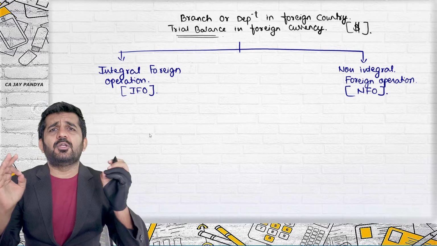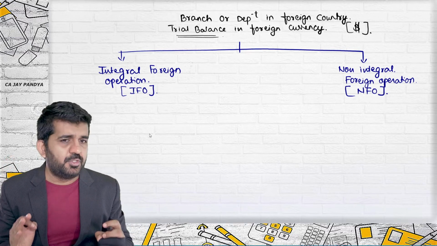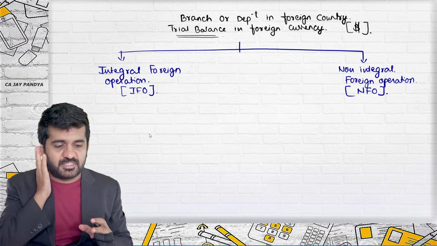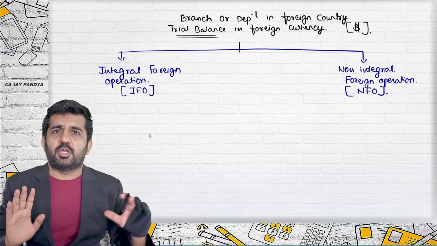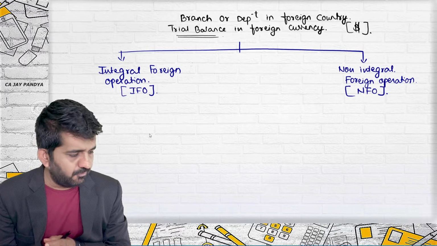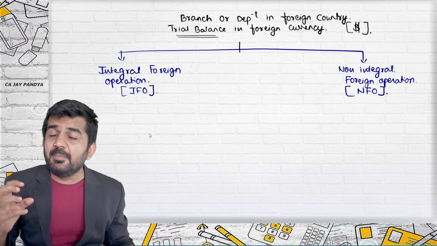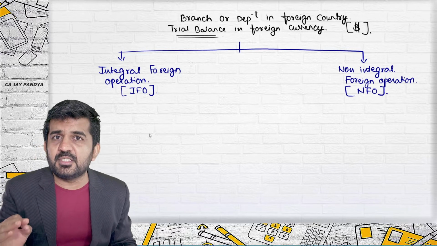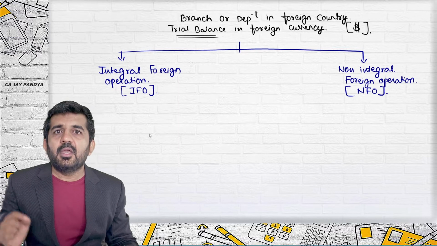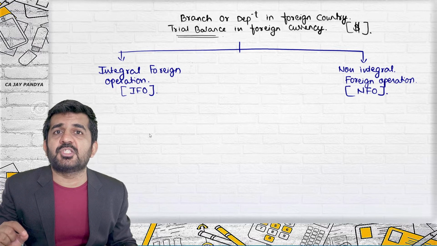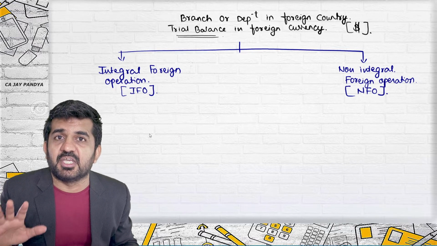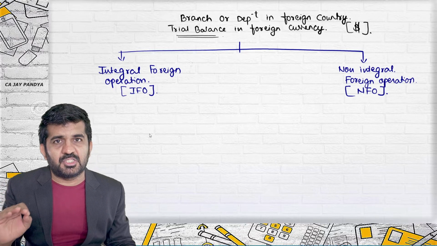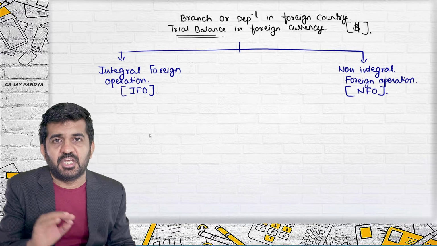But what is a good logical criteria to decide? Try to concentrate first on the meaning, and then I'll tell you how to decide whether operations are integral foreign operations or non-integral foreign operations. What is the meaning of integral foreign operations? The operations in the foreign country are part and parcel of a main company which is in India.